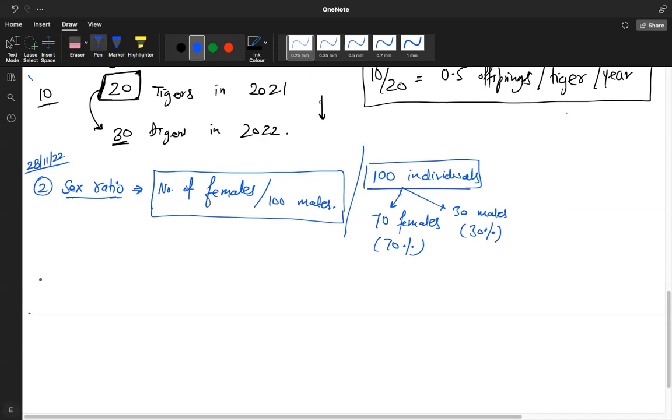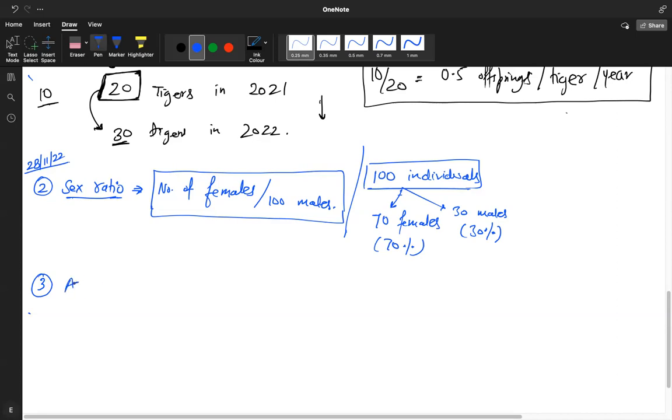Apart from this, another factor that defines whether the population will expand or be stable is the sex ratio. You should have a balanced sex ratio. If you have a very skewed ratio, with very few males or very few females, it will also affect how the population is going to behave in future.